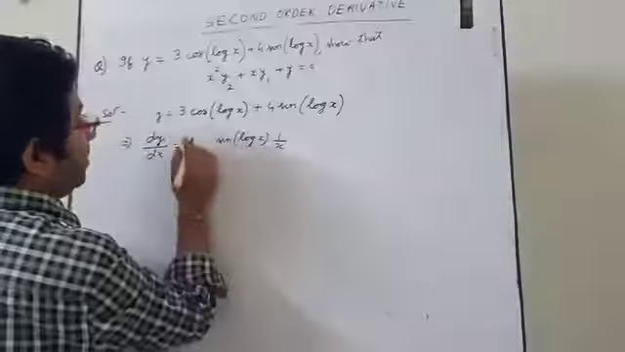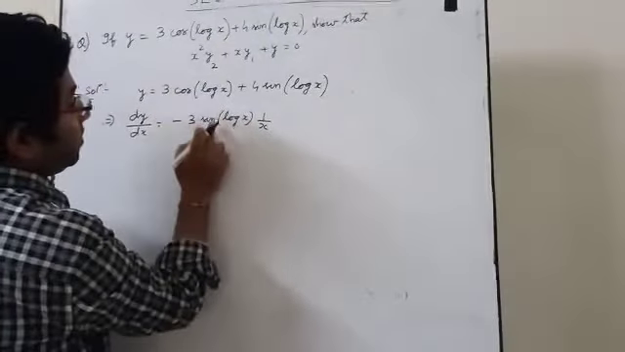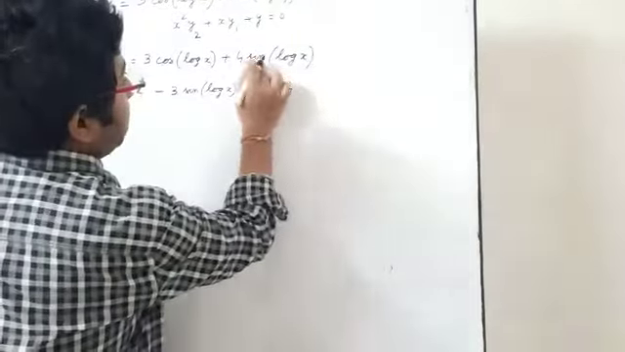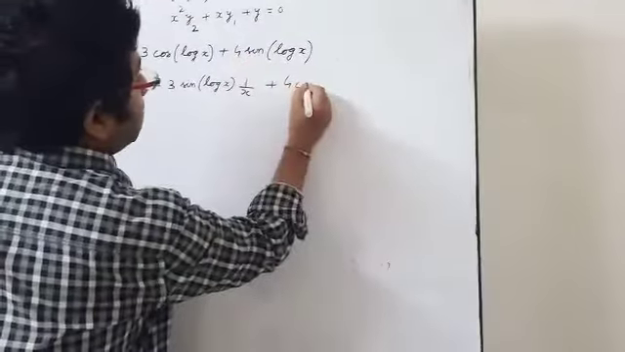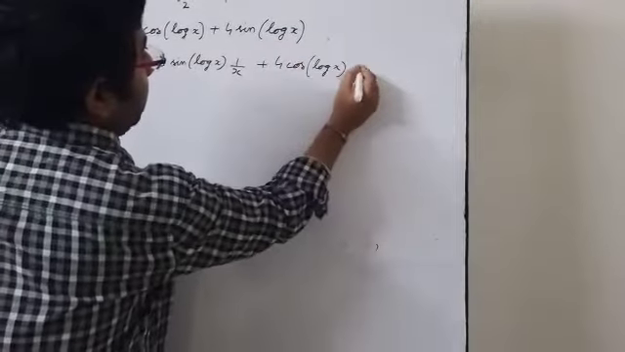This is not a product function, this is a simple direct function. First finish the derivative of cos, sin log x, then this is the chain rule, completely chain rule. Plus 4, first do the derivative of sin, cos of log x, again use the chain rule, derivative of log x. What is the derivative of log x? 1 by x.